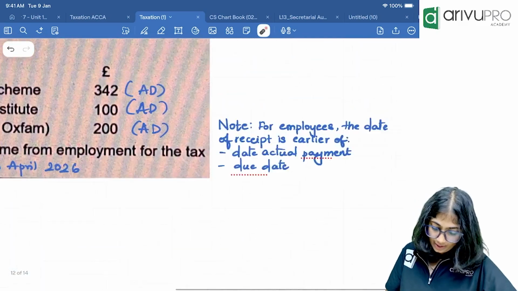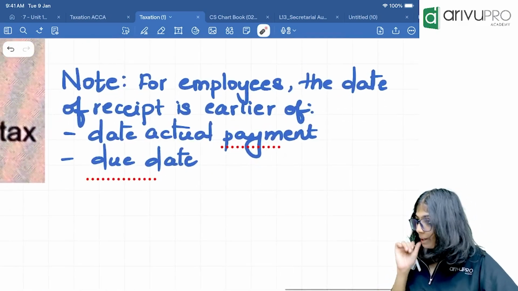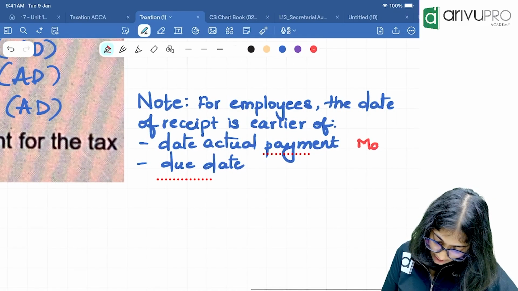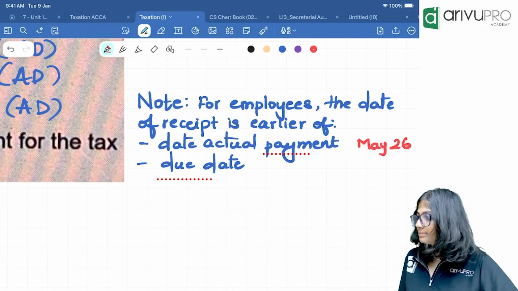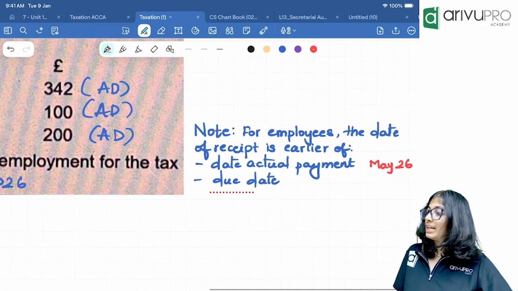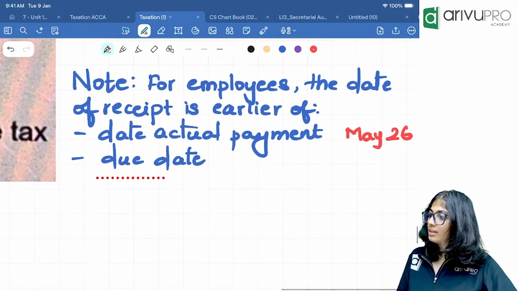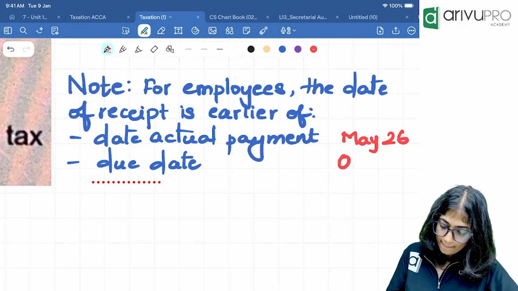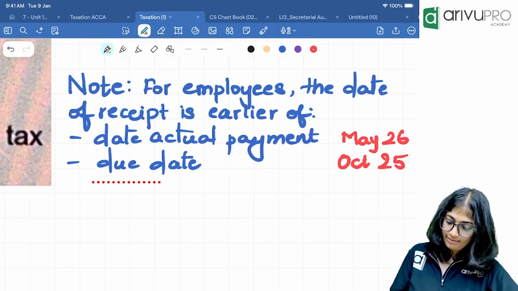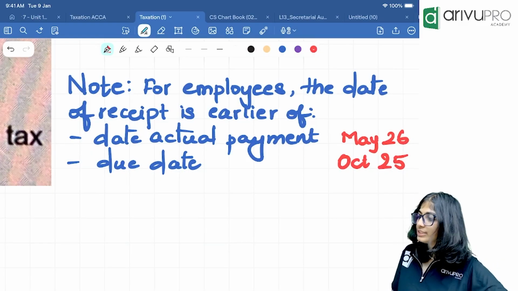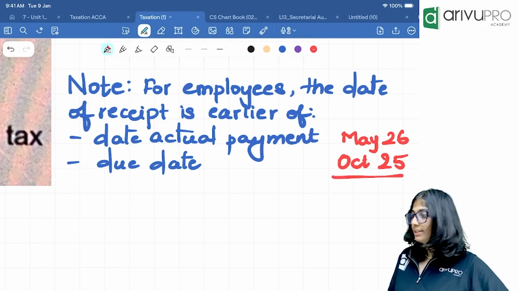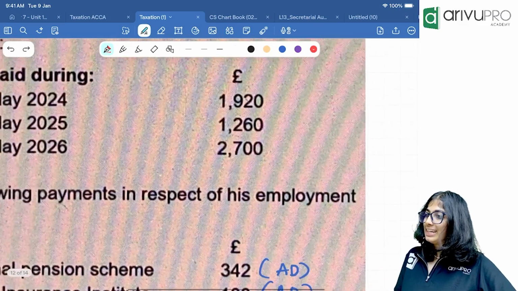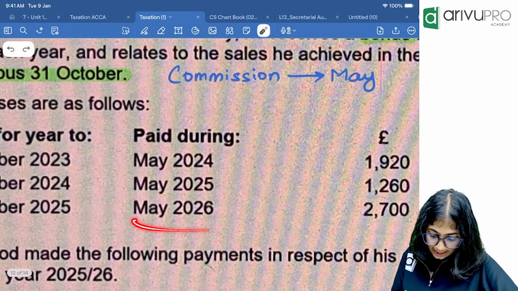Let's check now. Date of actual payment. What is the date of actual payment here? May 2026. What is the day he's actually supposed to get paid? 31st October 25. What is the earliest of two? October 25. Correct. Now, the thing here is, he is getting paid after the tax year.